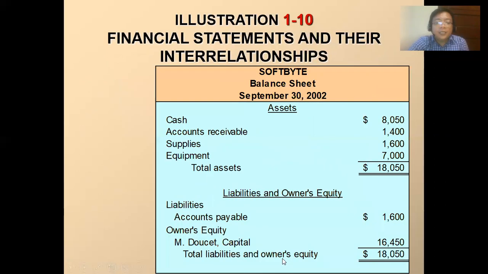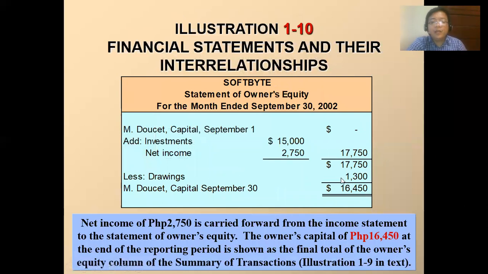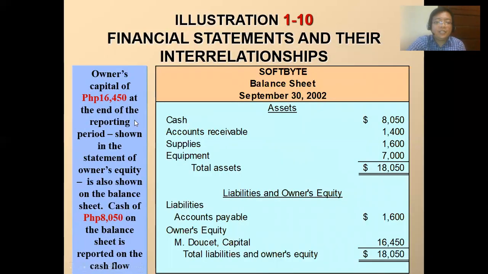And you have also the balance sheet. Same as before, you get the cash, the ER, the supplies. As you notice, nasa baba yung balance ng cash, ng ER, ng supplies, ng equipment. So just put all of them in the balance sheet. Plus, please take note of the owner's equity, the capital. It should be 16,450. Saan to galing? Di ba ito yun? Kasi yung iba, baka ilagay pa rin ang 15,000. No. The answer now is 16,450.